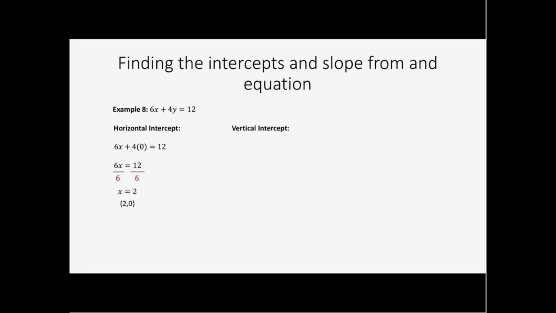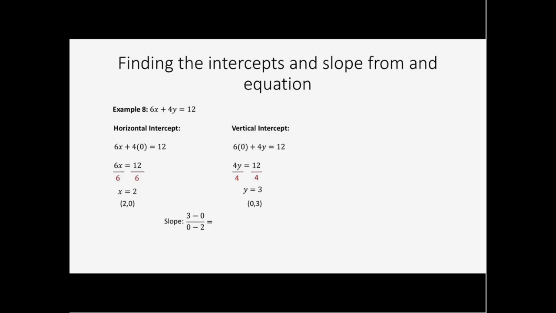Similarly, for the vertical intercept, we set x = 0 and solve for y. 6 times 0 is 0, that goes away, leaving me with 4y = 12. Divide both sides by 4, and I get y = 3. Again, that's not a point. That is what y is, but it is not a point. A point would be (0, 3). That's my vertical intercept. Now, slope: we have 2 points there. My first point is (2, 0). My second point is (0, 3).